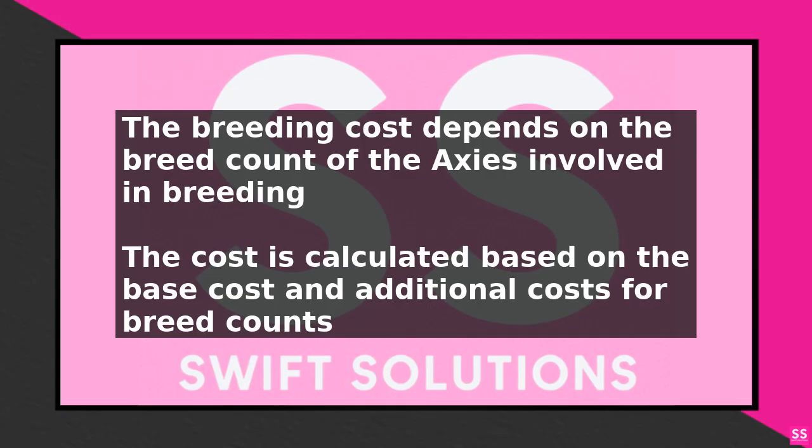In addition to the breeding cost, you should also consider the energy cost, which is the amount of energy required to breed an Axie. The energy cost depends on the breed count of the parent Axies and can range from 1 to 4 energy points. It is essential to have sufficient energy to breed Axies, as energy points are replenished over time.